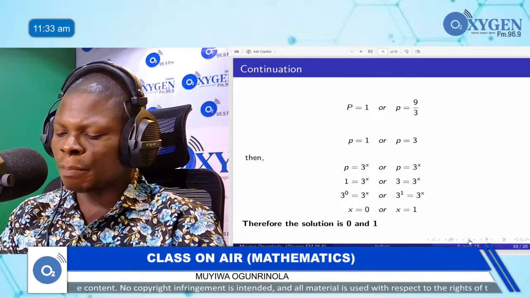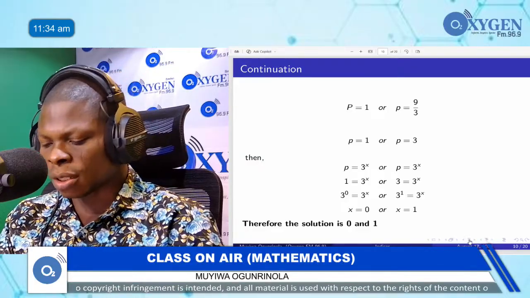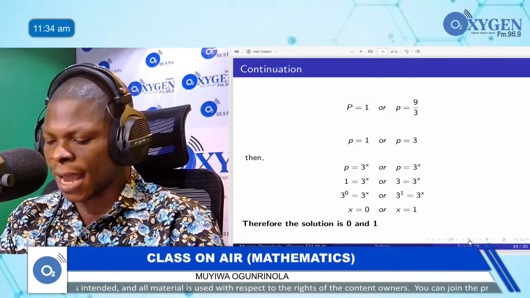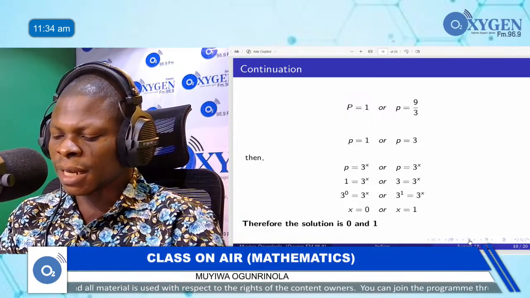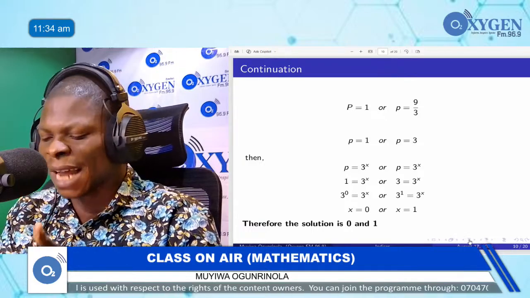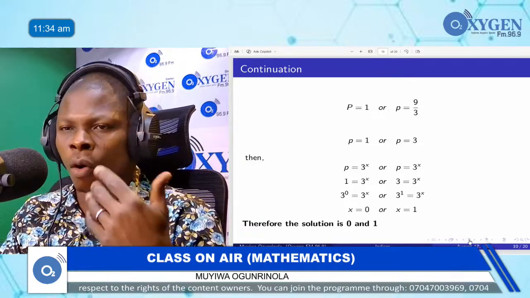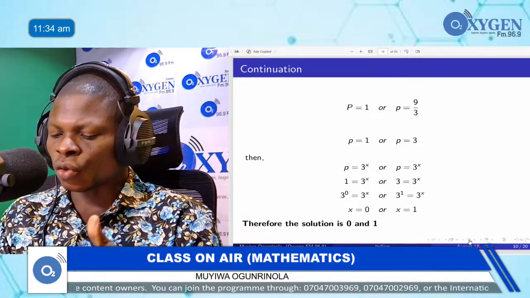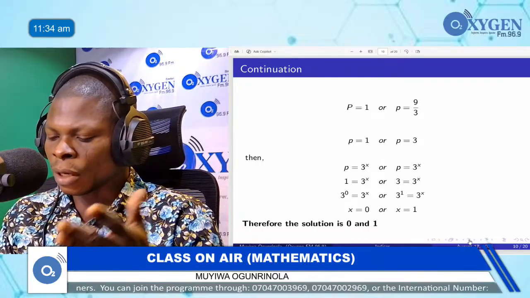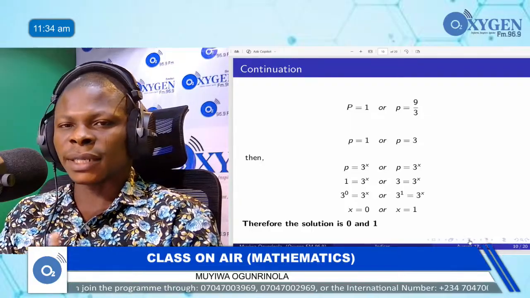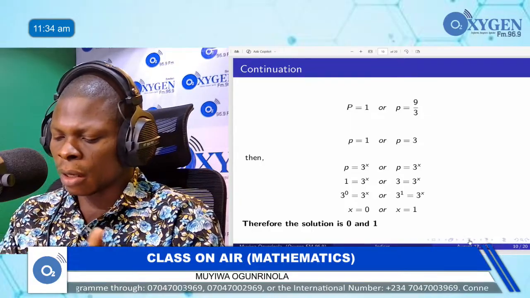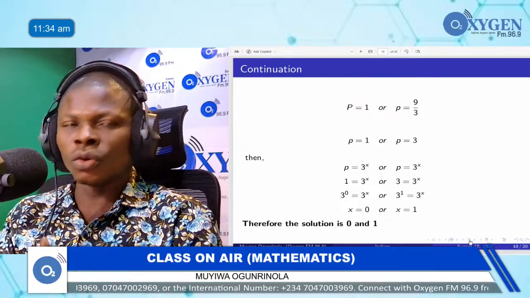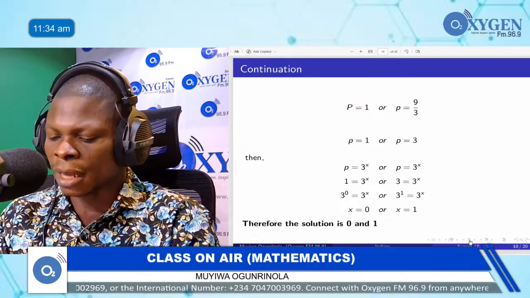Now for when p is equal to 3, this will be 3 is equal to 3 raised to power x. That 3 is the same thing as 3 raised to power 1, because 3 raised to power 1 still gives you 3. The bases are the same, so you equate the powers. Our x is equal to 1. Therefore the solution here is 0 and 1.